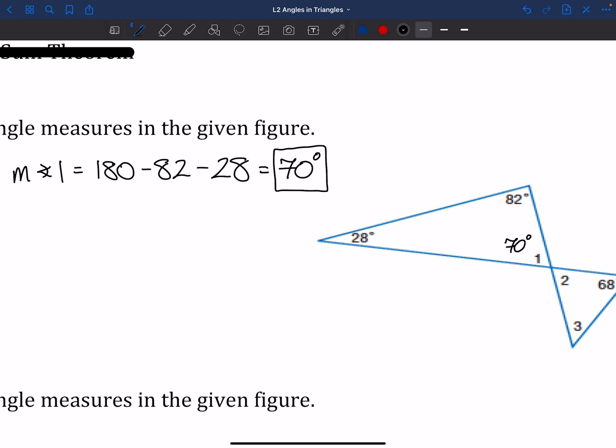What I would suggest on these is, I know that the diagrams can be a little bit cramped sometimes, but if you're able to squeeze it in there, where it's supposed to go, it'll make your life a little bit easier as we try to figure out more of these angles.